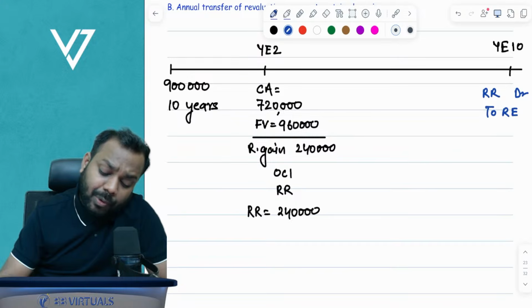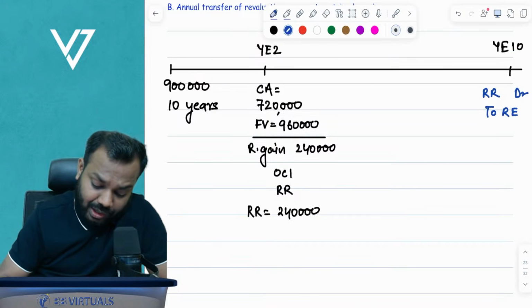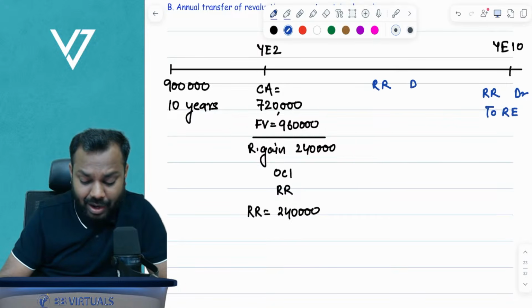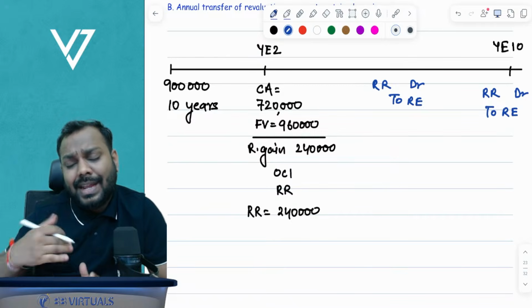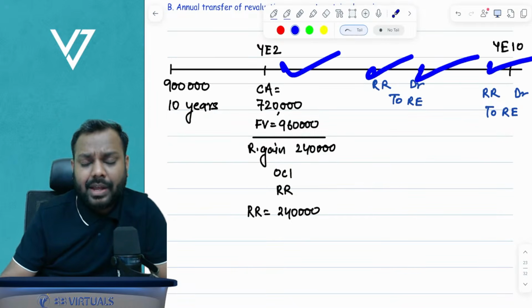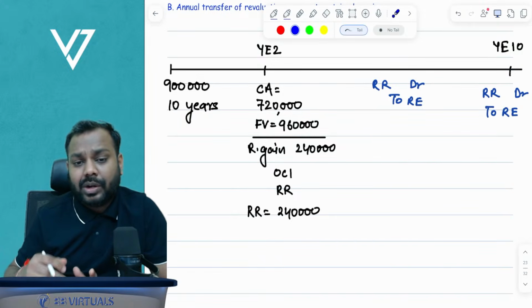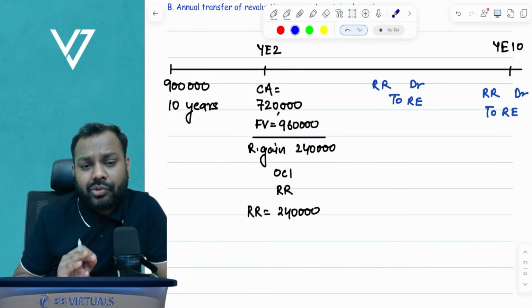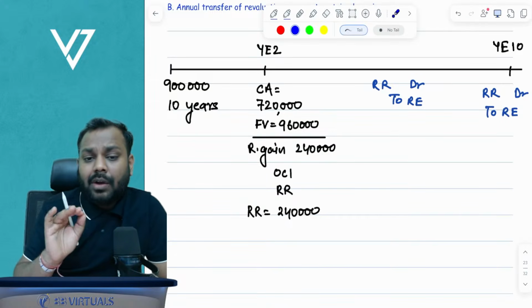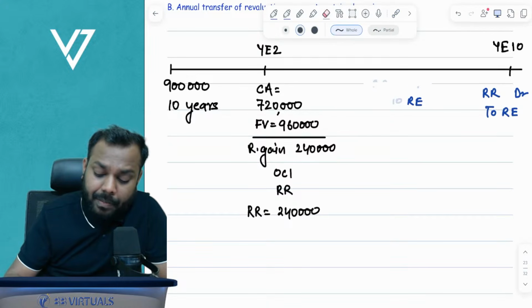Now, suppose I sell the asset before year end 10, then I will do the entry there: revaluation reserve account debit to retained earnings. So whenever I derecognize the asset, I will transfer the whole amount of revaluation reserve for that particular asset from revaluation reserve to retained earnings. This is option number 1.